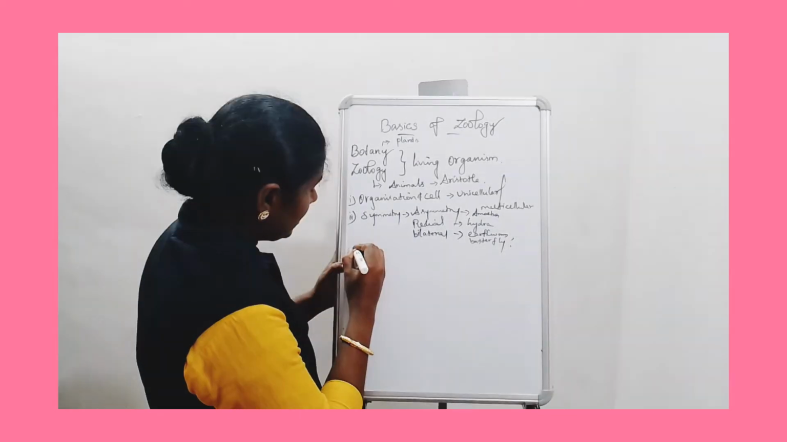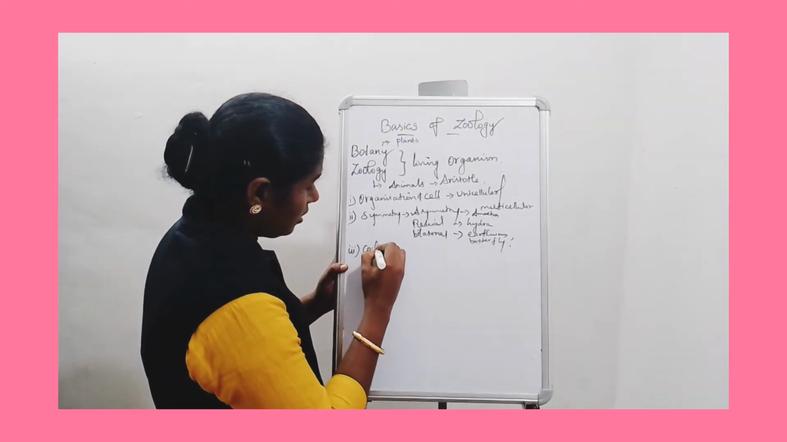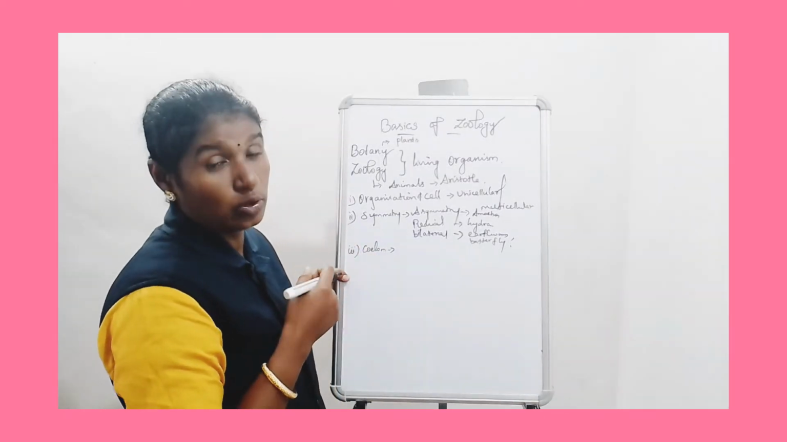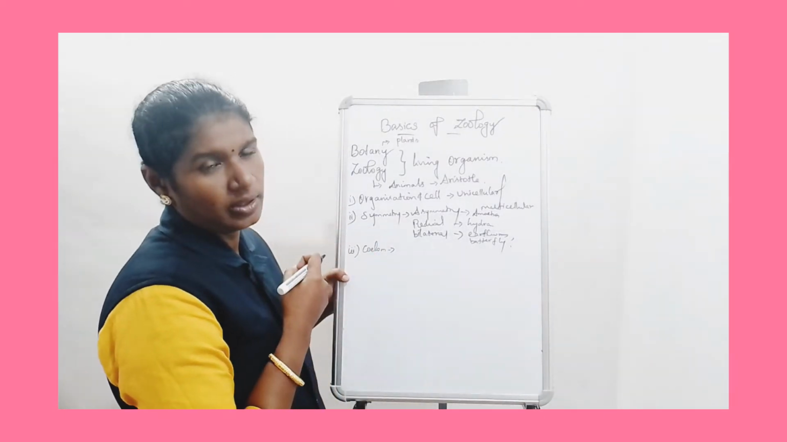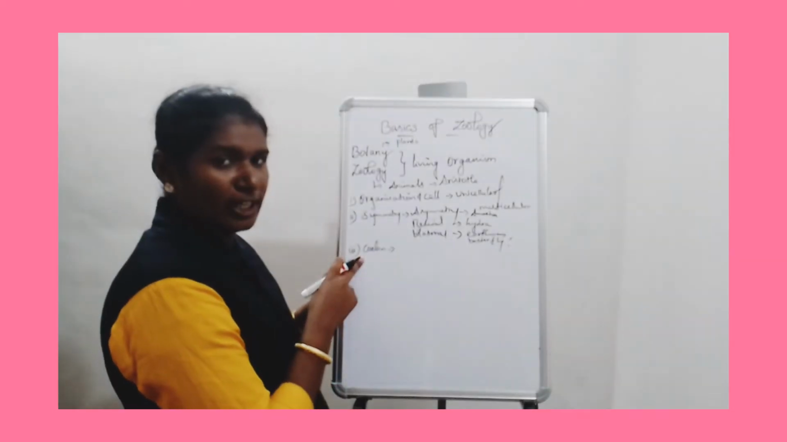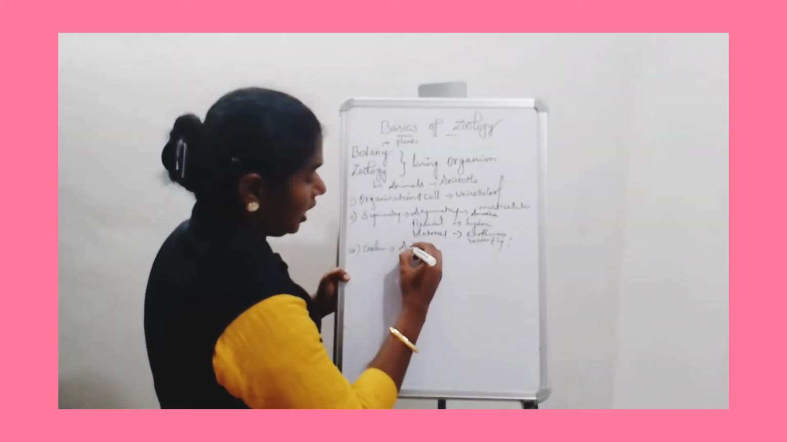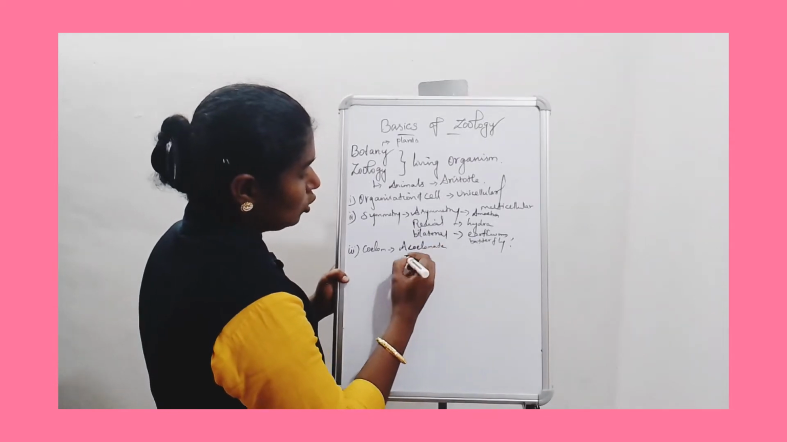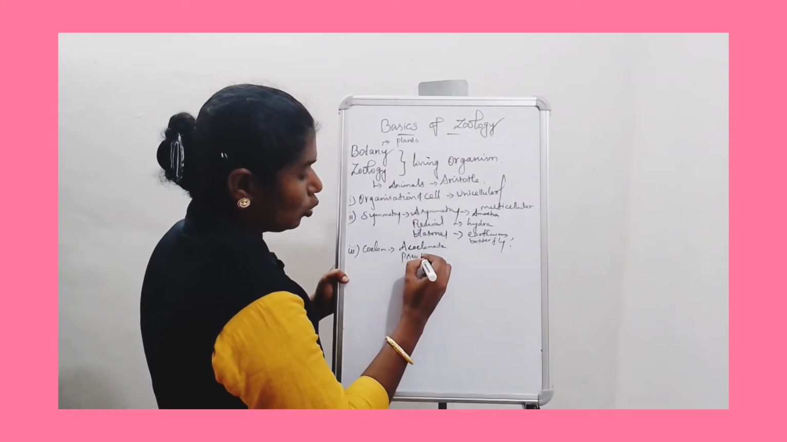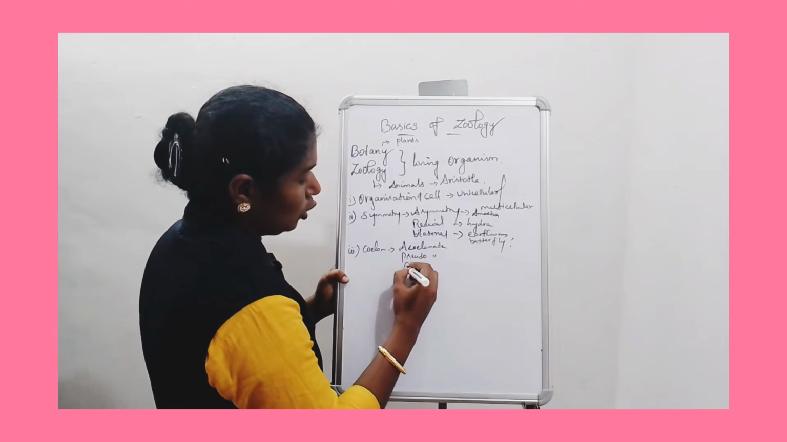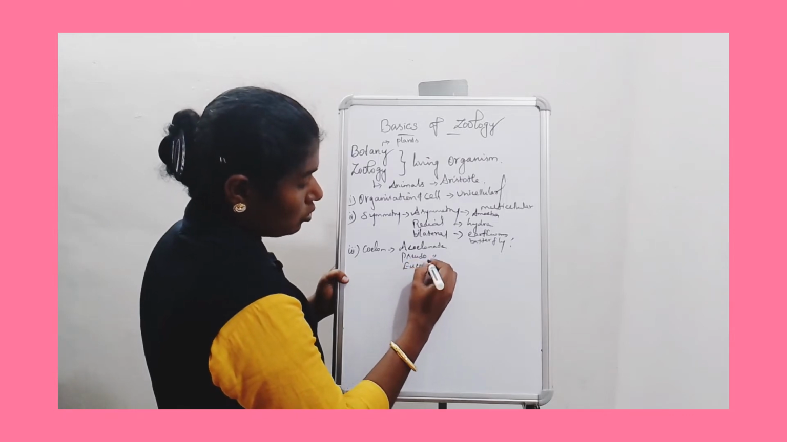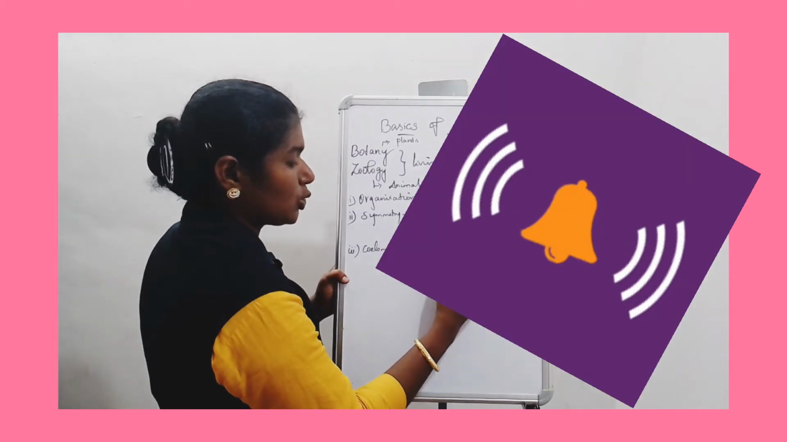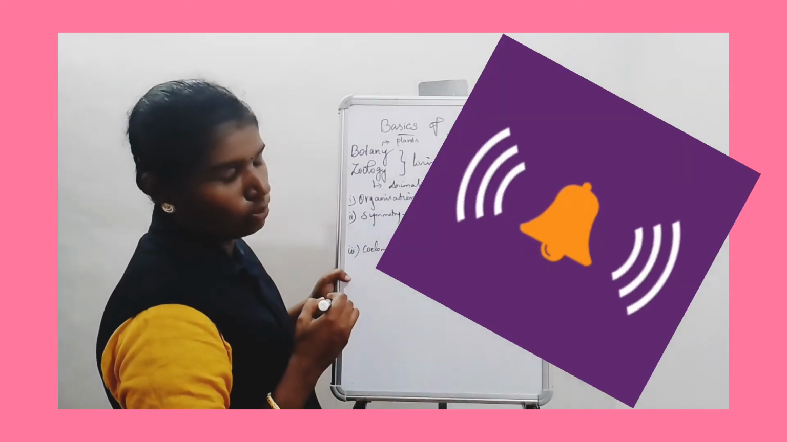And the third one, coelom. Coelom is otherwise called body fluid or body cavity. The coelomates are classified into three types: acoelomate, pseudocoelomate, and another one eucoelomate. First one acoelomate, pseudocoelomate, eucoelomate.